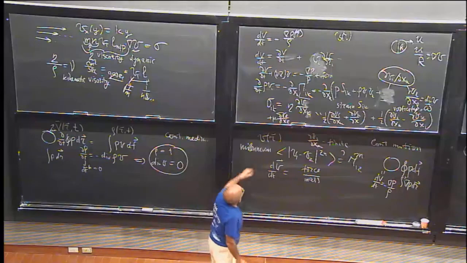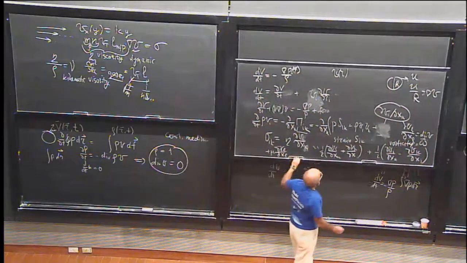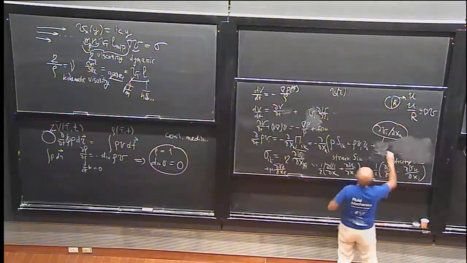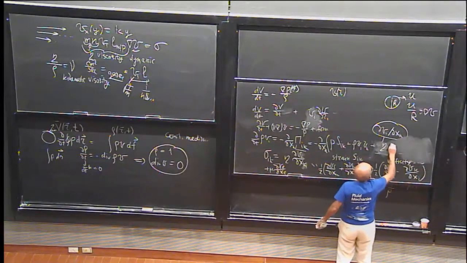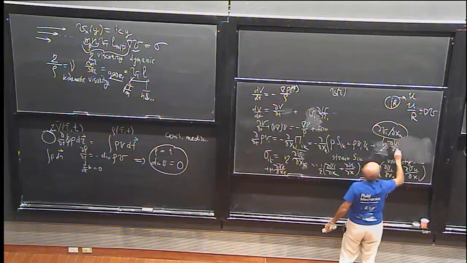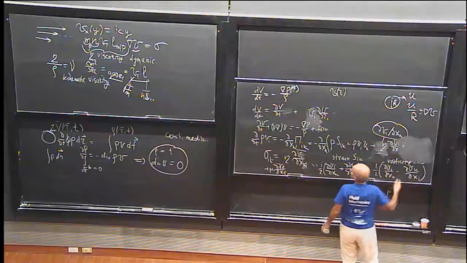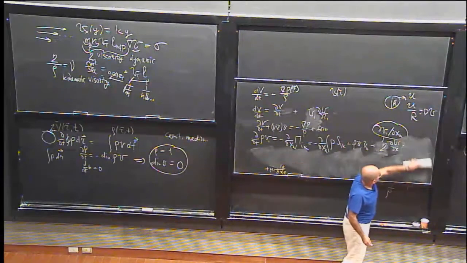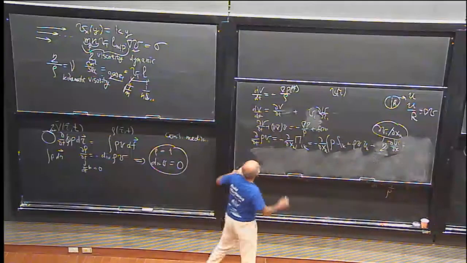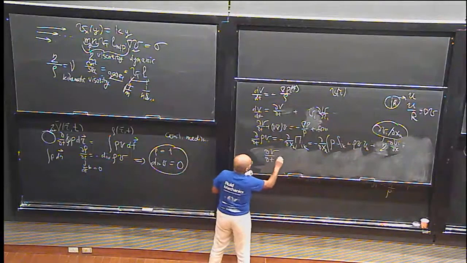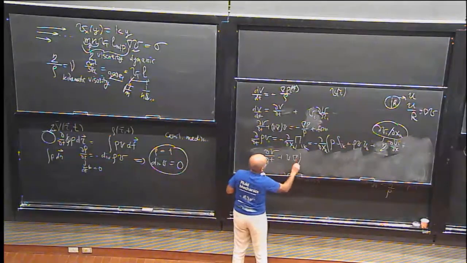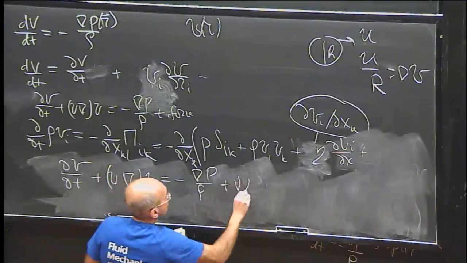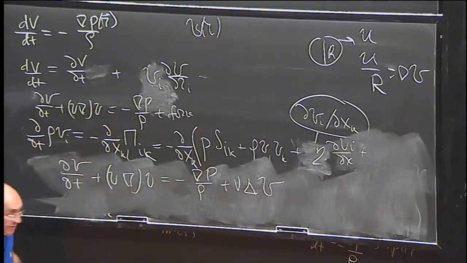Okay. Now, where is my... So now I plug it here. And eventually, for incompressible fluid, I rewrite it in the following form, and it's called the Navier-Stokes equation.